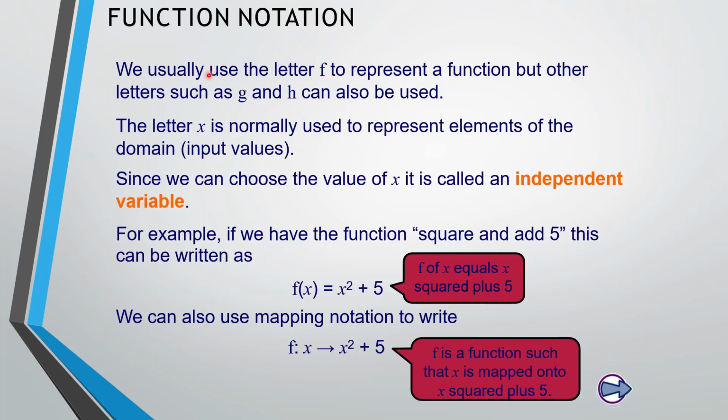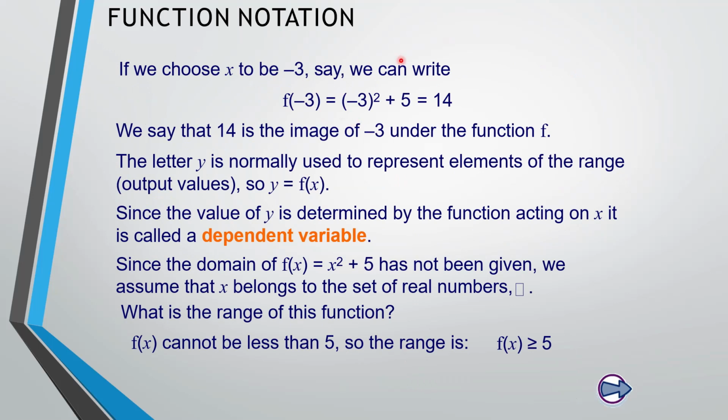Okay, function notation. You usually use the letter F to represent a function, but other letters such as G and H can also be used. The letter X is normally used to represent elements of the domain, the input value. Since we can choose the value of X, it is called an independent variable. If we have the function square and add 5, this can be written as f of x is equal to x square plus 5. We can also use mapping notation, so x maps to x square plus 5. Okay. If we choose x to be minus 3, we can write f of minus 3 is equal to minus 3 square plus 5, which is equal to 14.